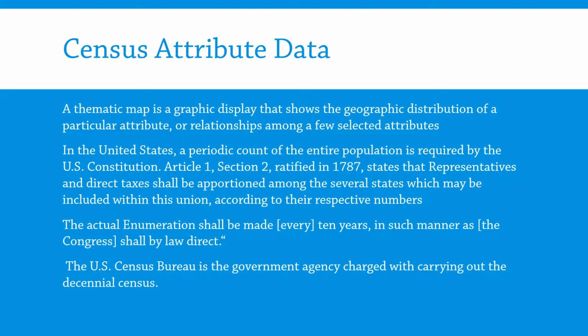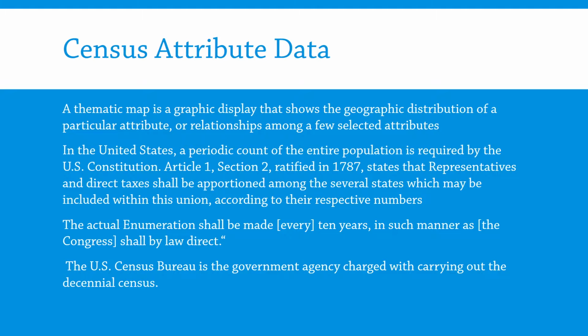In the United States, we do a periodic count of the entire population. This was required by the Constitution because we live in a representative democracy, and it is important that we know how many people there are in the country and where they live, because that determines how many representatives they receive, how many electoral votes there are, and all these sorts of things are all based off of the census. And so in the Constitution it specifically states that an actual enumeration shall be made every 10 years in such a manner as Congress shall by law direct.